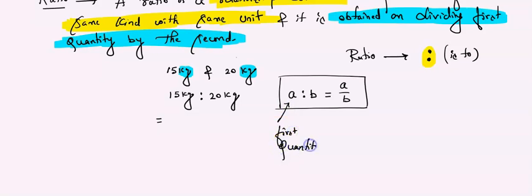Okay, and then what is B? B is my second quantity.